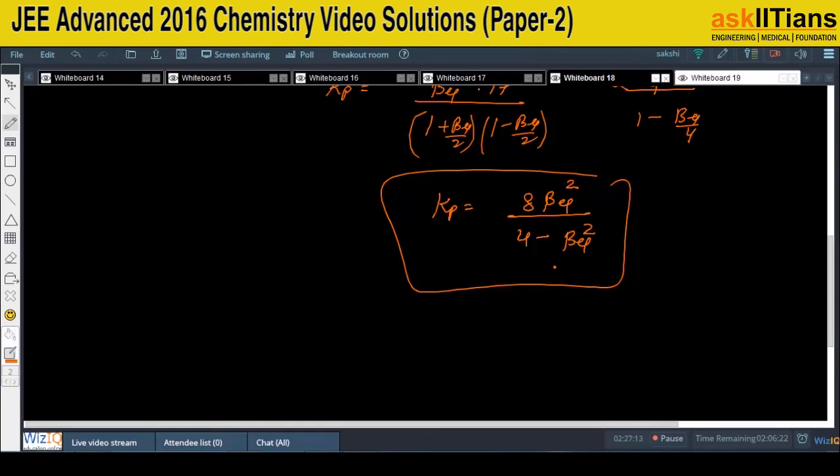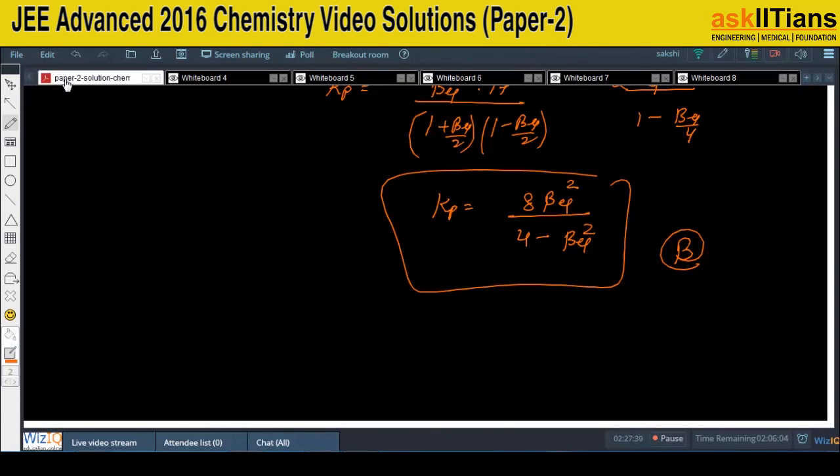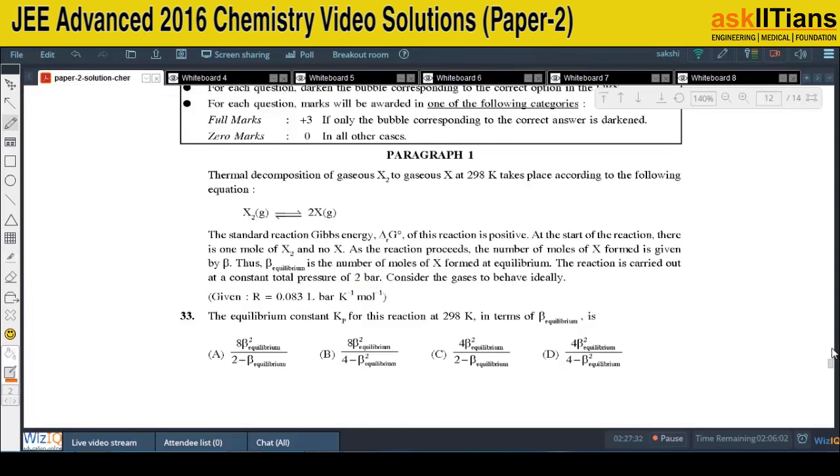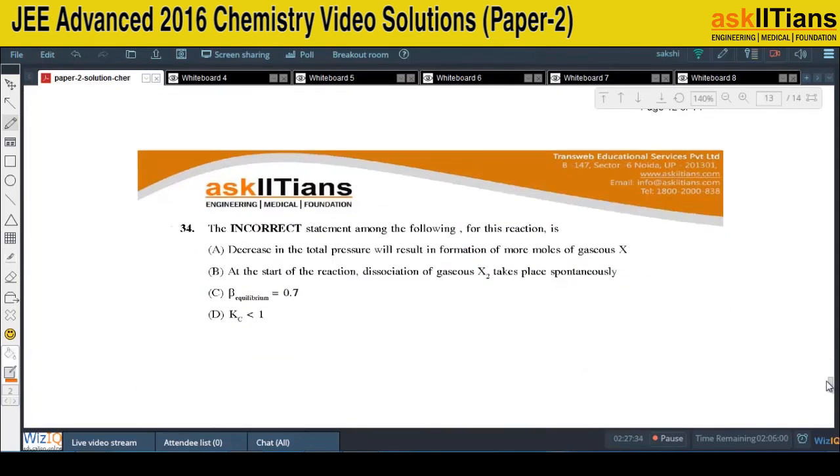And if I ask you to look into the options, you can find out that option number B will be the correct option for this particular question. Now students, having done with this particular question, it's time that I should move over to question number 34 now. Since this is a continuation of the same paragraph, let me ask you to read this question. The question says that the incorrect statement among the following for this reaction is. There are 4 options that have been given to you and you have to find out the incorrect statement.